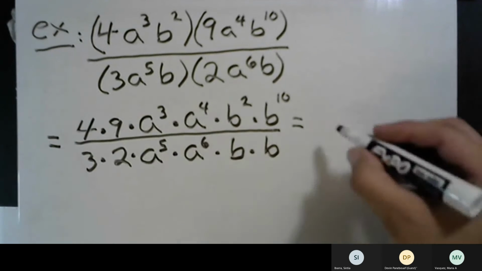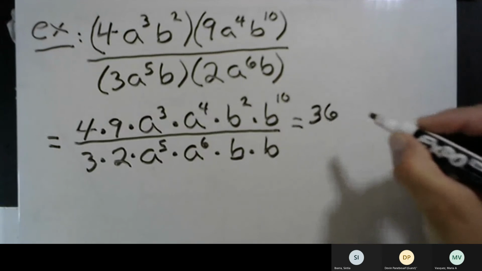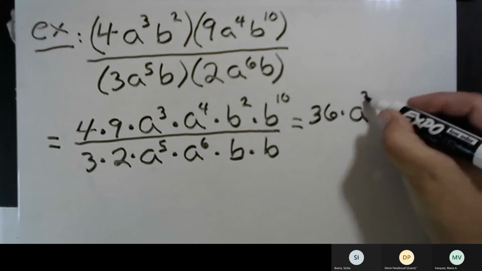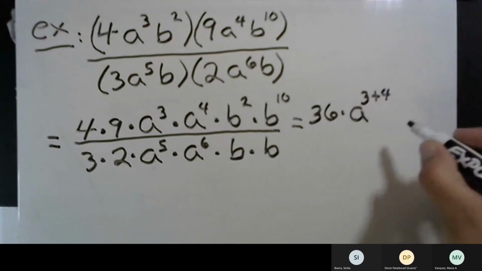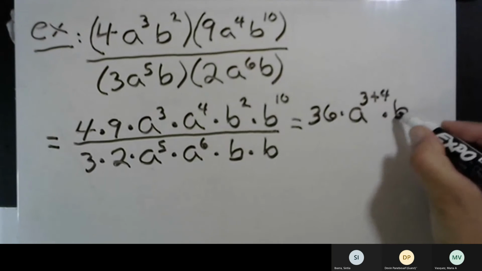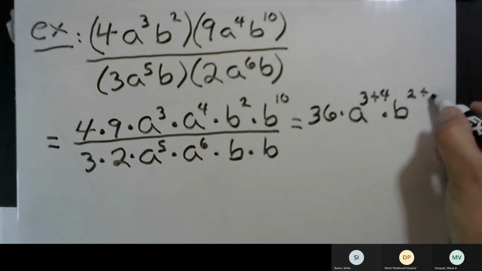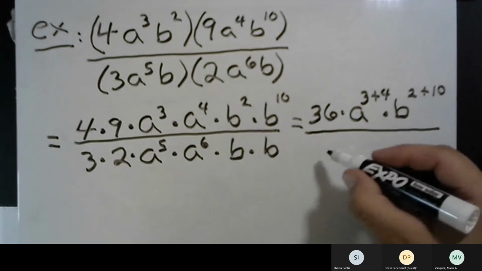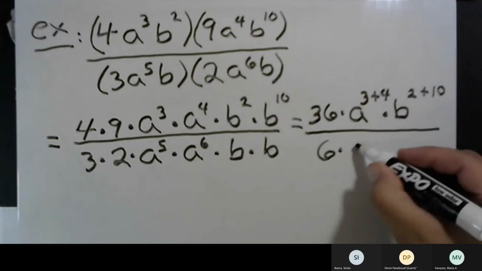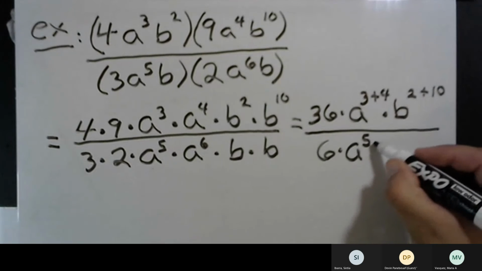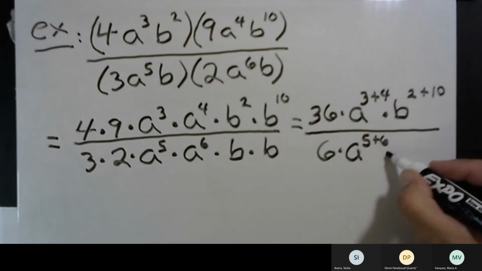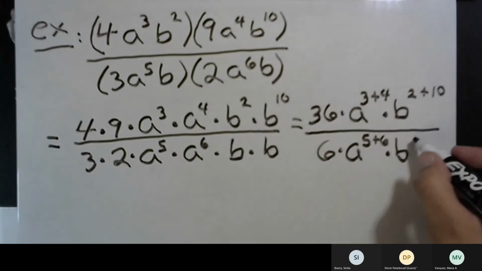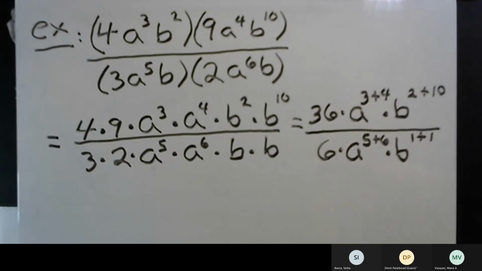So 4 times 9, that's 36. And then we have times a, and we add up the exponents, that's 3 plus 4, times b, that's 2 plus 10. And then 3 times 2 is 6, times a, 5 plus 6, times b. And these each have an exponent of 1, so this will be the 1 plus 1.